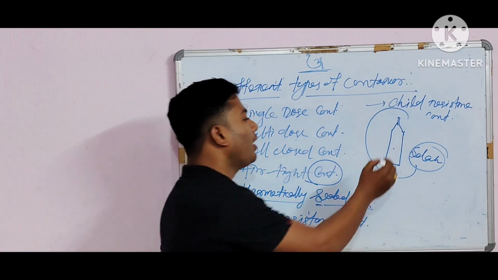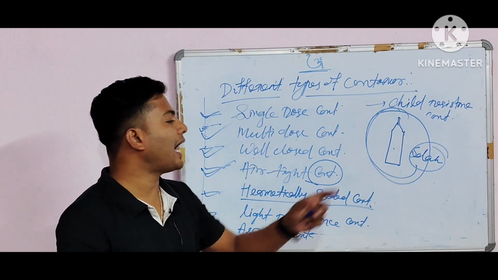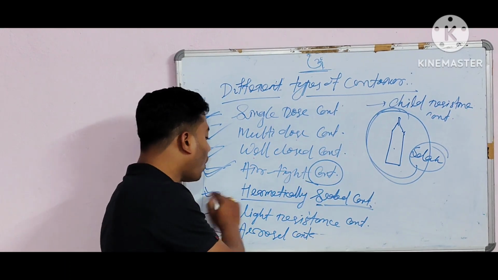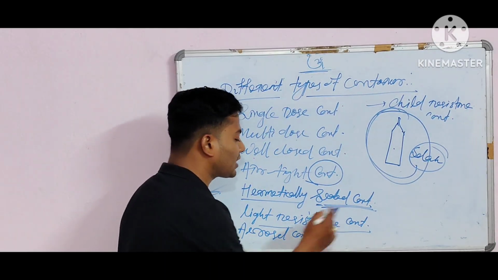So such type of containers are completely sealed by applying temperature or by applying heat. So that is the hermetically sealed container. Last one is the light resistance container.